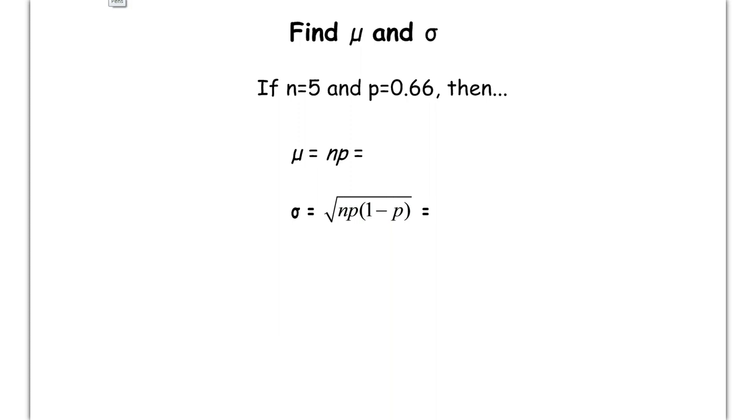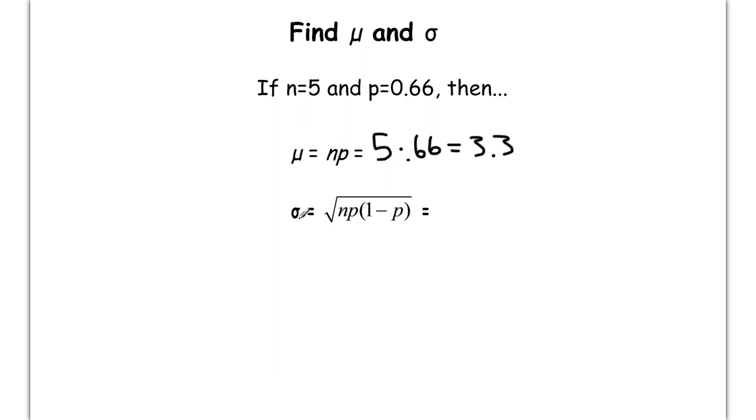these two formulas below. The mean is simply n times p. And really what that's talking about is the expected value, what you would expect to get if you took a sample. If you sample 5 people and the probability is roughly 2/3, you'd expect to get somewhere between 3 and 4 people. And in fact, if you take 5 times 0.66, you end up with 3.3. So that would be how you would find the mean of a binomial distribution.